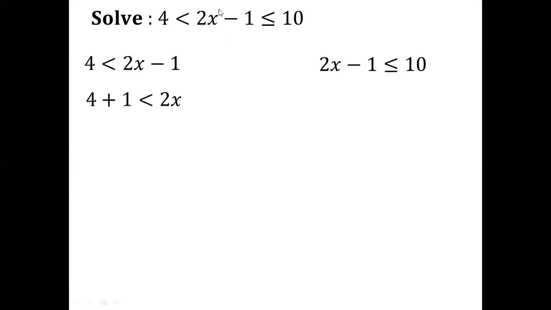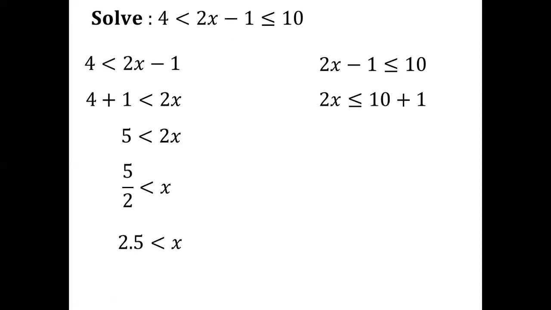So to solve this, the -1 will become +1. So 4 plus 1 is 5, which is less than 2x. Then you have to divide 5 by 2 to isolate x. 5 divided by 2 is going to give you 2.5 is less than x.